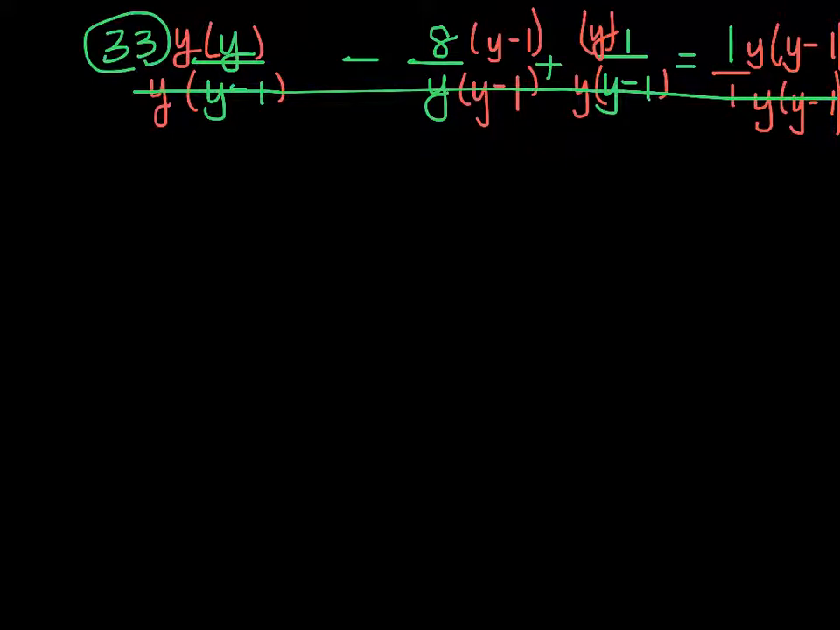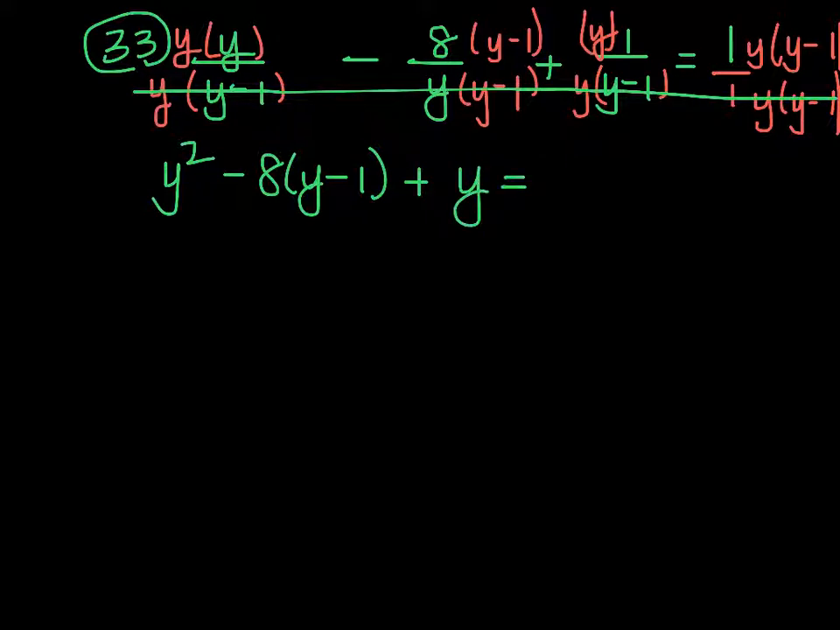My y times my y will give me y squared, minus 8 times that y minus 1. I'll distribute that in a minute. I just like to write it all down first. Plus, and then y times 1 is just y, equals. Now, over here, I have 1 times y, so I'm going to write that just as y. And then I will distribute after. I think it'll be a little easier to write it down first. So I'm going to write y times y minus 1.